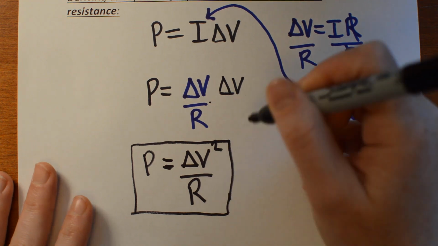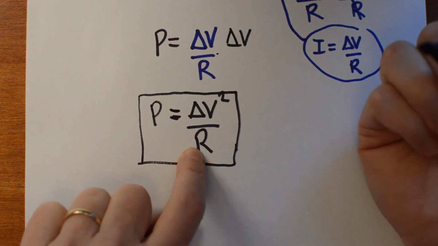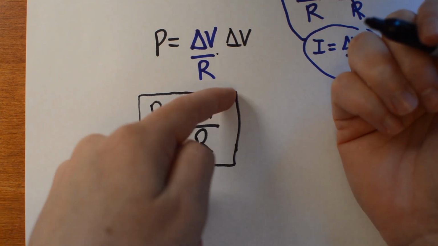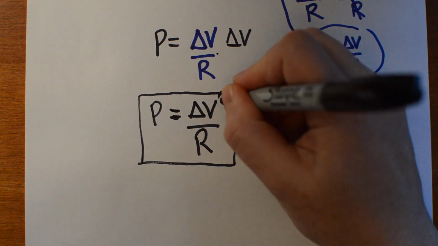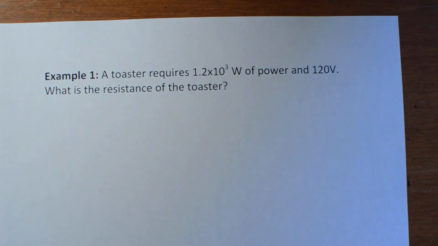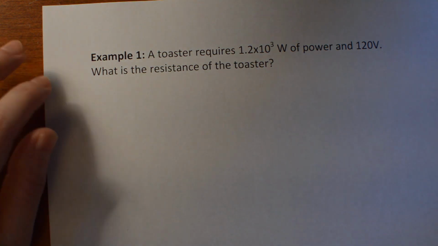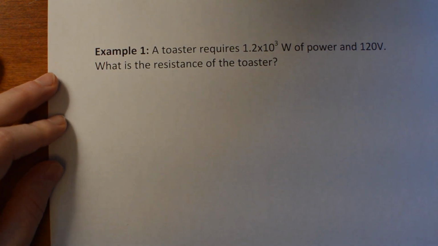If you know the potential through a light bulb or whatever your device is, and the resistance of that device, then you can just do potential squared divided by R, it's a squared there, and that'll give you the power. All right, let's try using that. So you have a toaster that has 1.2 times 10 to the 3 watts of power, and it's plugged into the wall, so 120 volts. We want to know the resistance of the toaster.